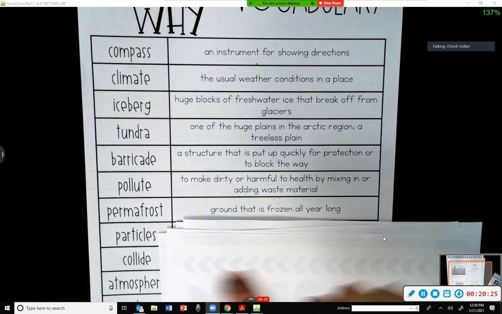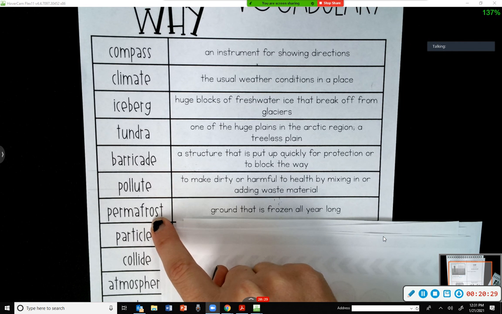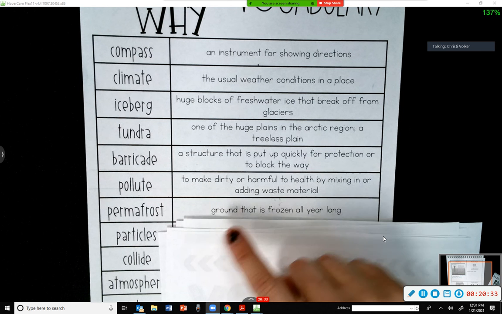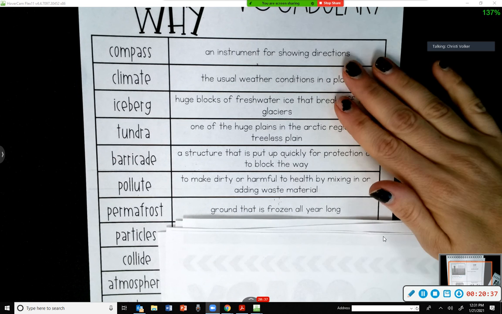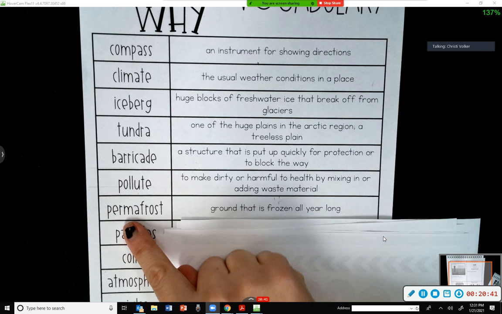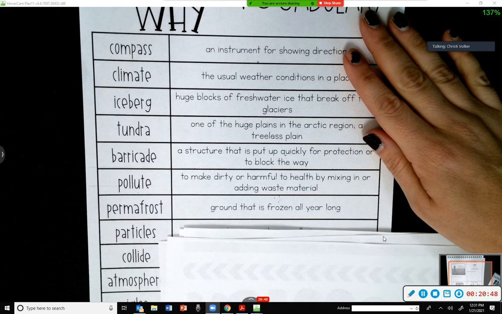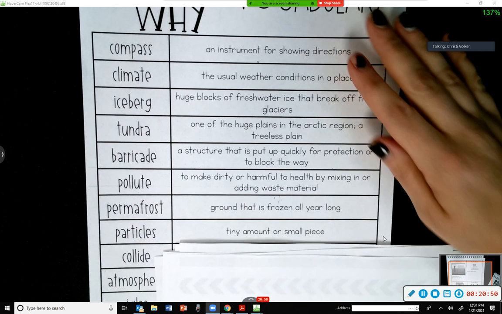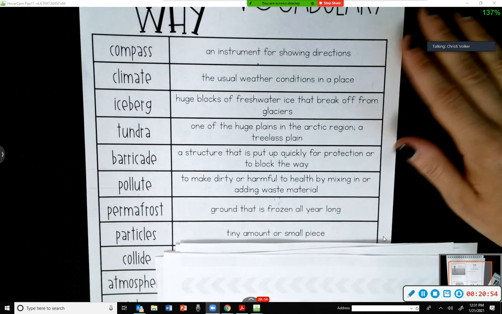Permafrost. So how you can remember this is frost. Everybody knows what frost is, right? Yeah, frost is like ice. So permafrost is ground that is frozen all year long. Okay? Permafrost. And perma is kind of like permanent. Permanent means forever, right? Never going away. Means stuck forever. Particles. Particles are a tiny amount or small piece.